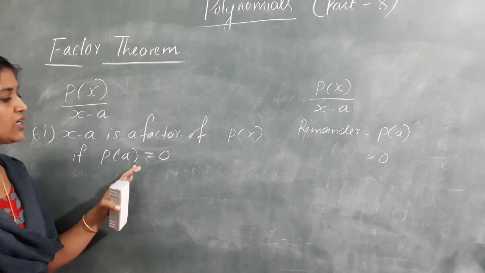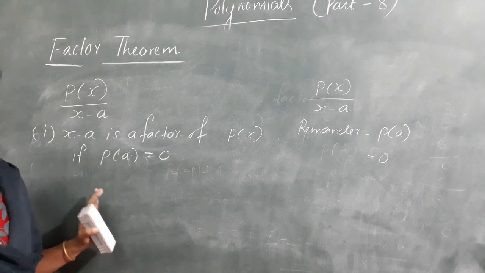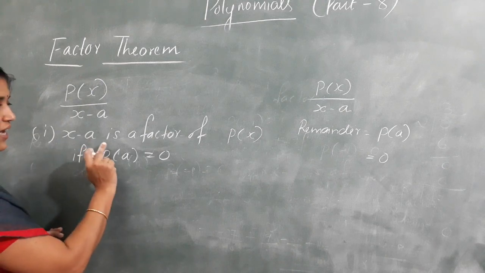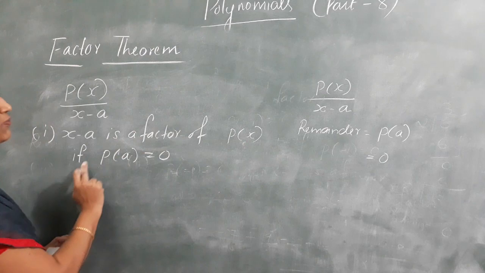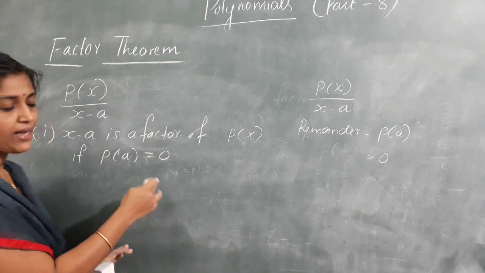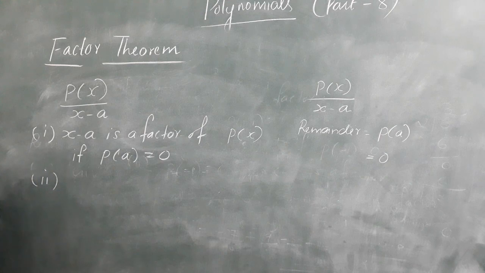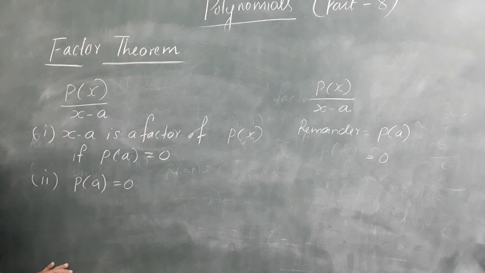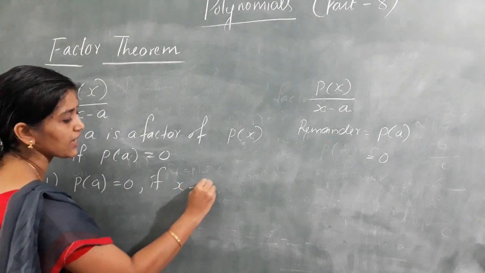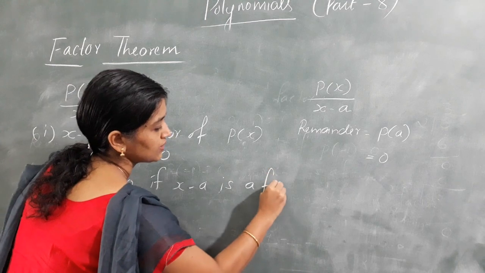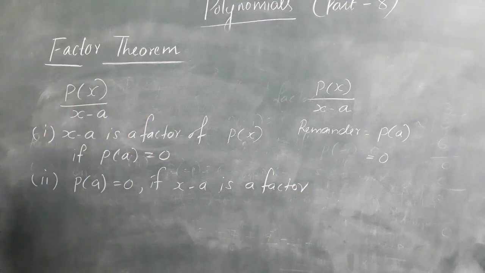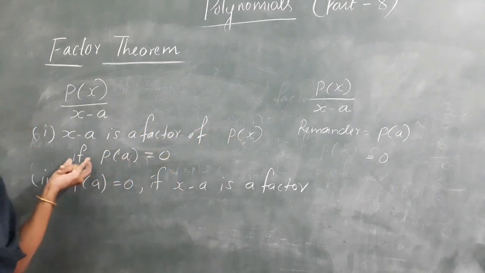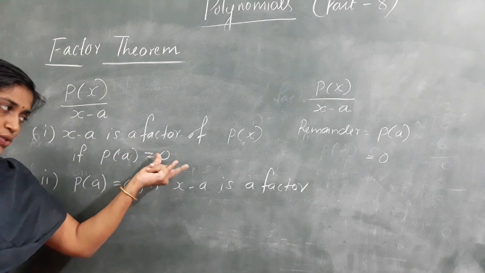And also we have a converse of this one, or reverse we can say, for a factor theorem. So in factor theorem we are studying two conditions. One is x minus a is a factor of p of x if p of a is equal to 0. And the converse of this one, or reverse order, we can say p of a is equal to 0 if x minus a is a factor. I think it is clear to you. That is, x minus a is a factor of p of x if the remainder, that is p of a, equal to 0.